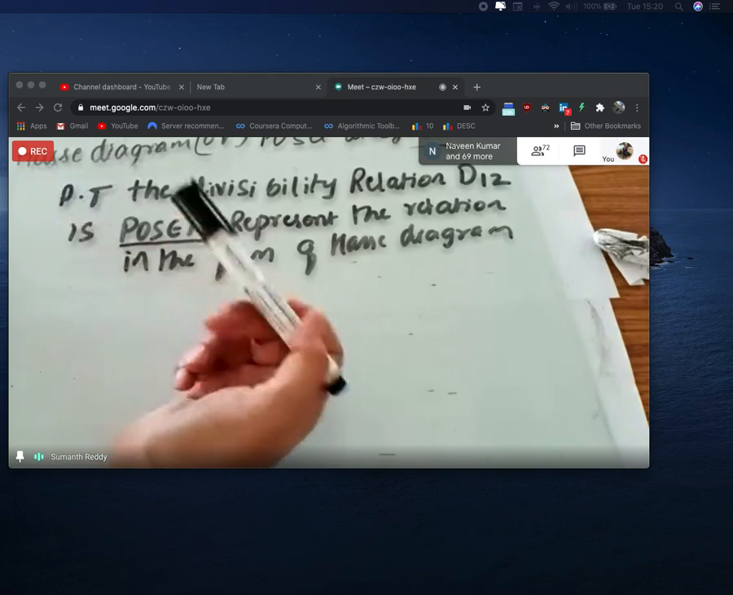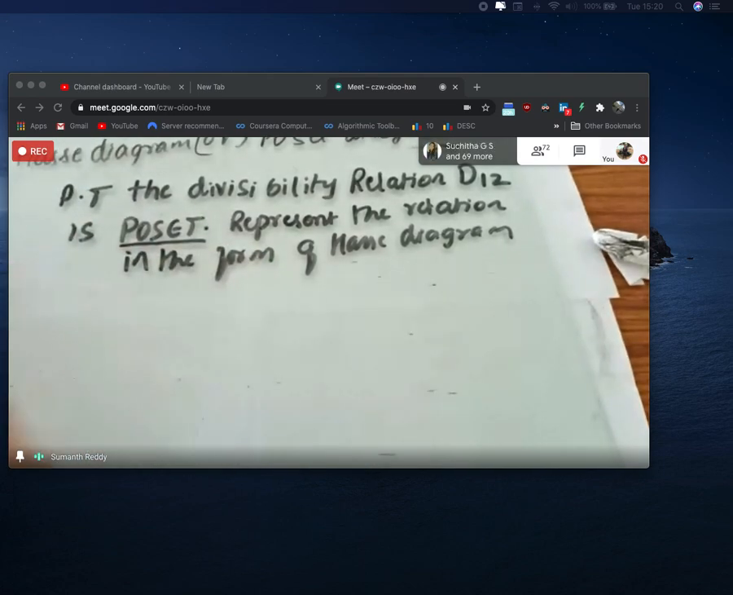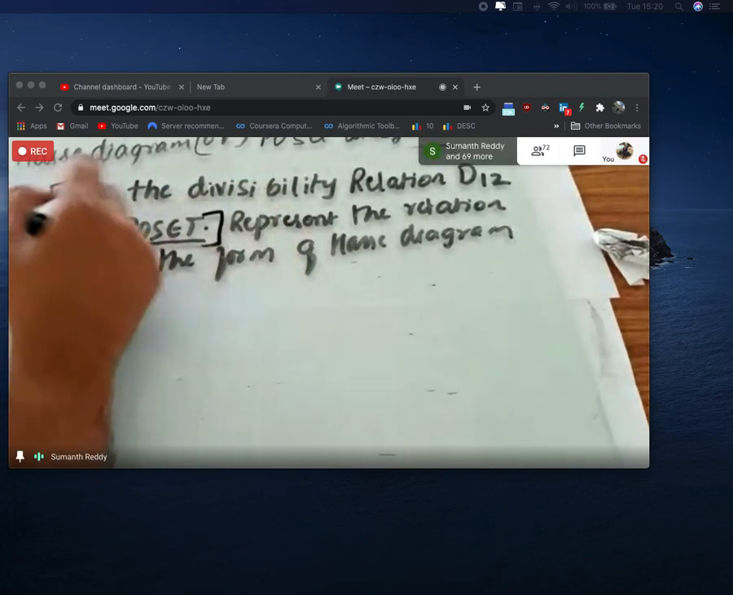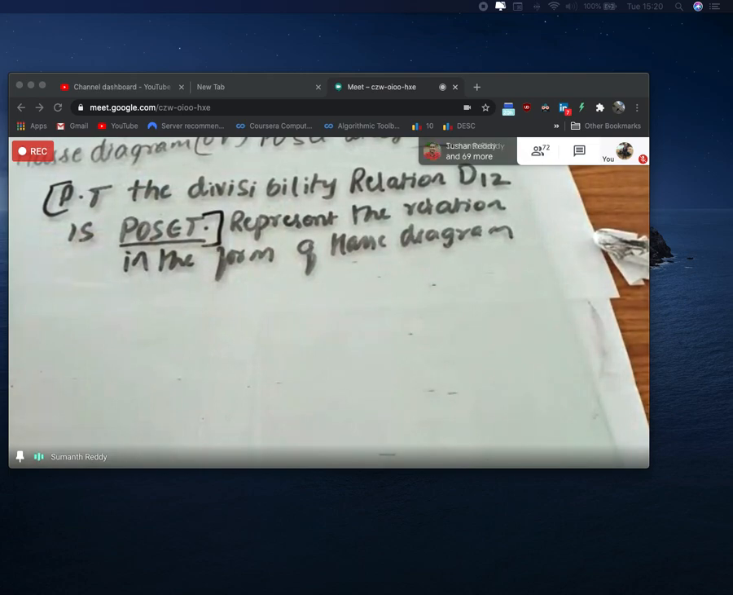So we will solve that in the next class. Okay, so it will take some time. So now, since I have started with the Hasse diagram, let me continue with that only. So this first part of the question I will solve in the next class.